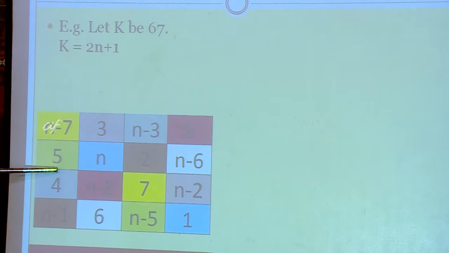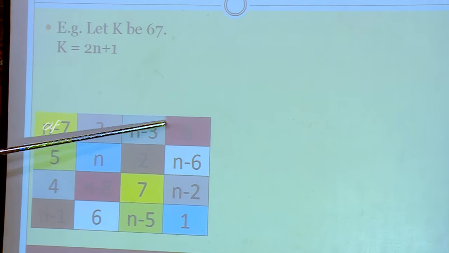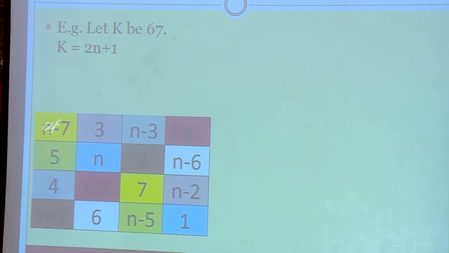But here we take adding up to 9, not adding up to 10. For even, it should add up to 10. For odd, it should add up to 9.